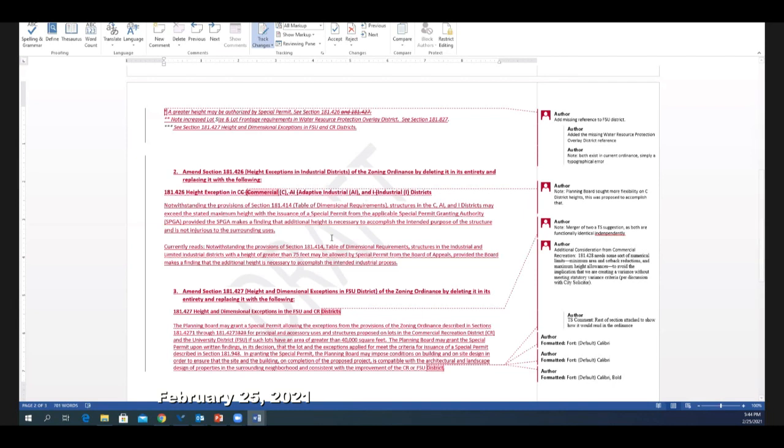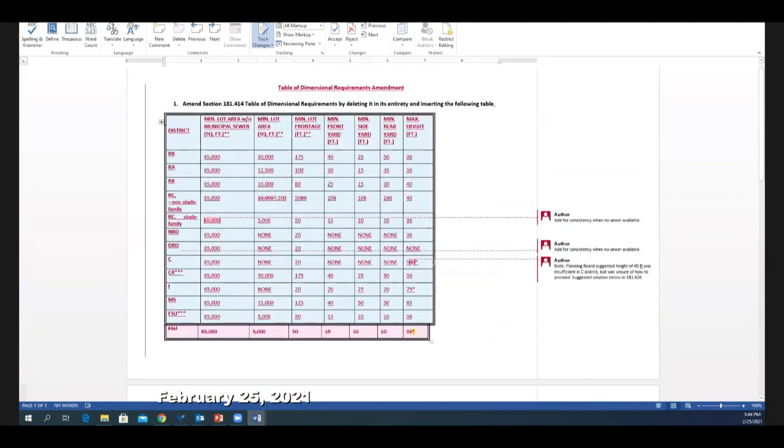Yeah, I have a question on this. So commercial and commercial recreation, commercial recreation is a lot more restrictive. Why is that? What was the thought process behind that?